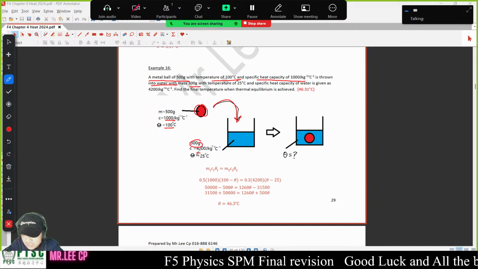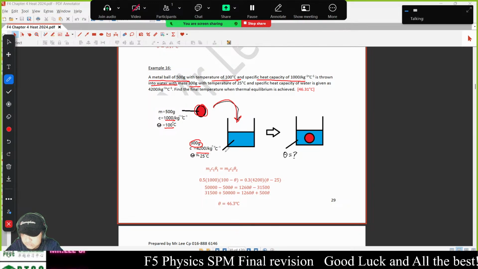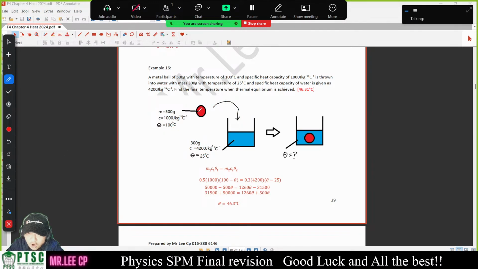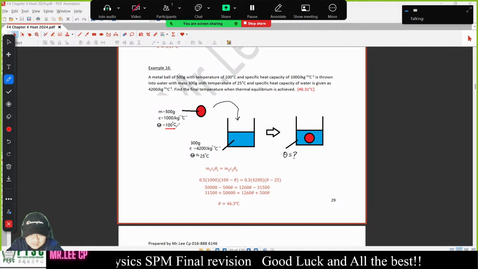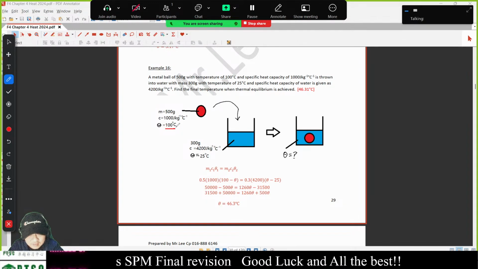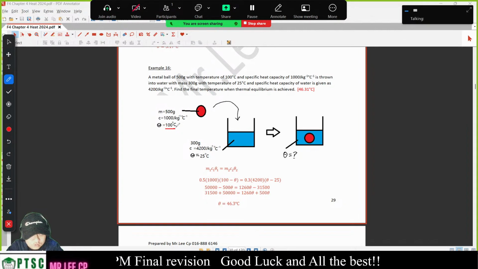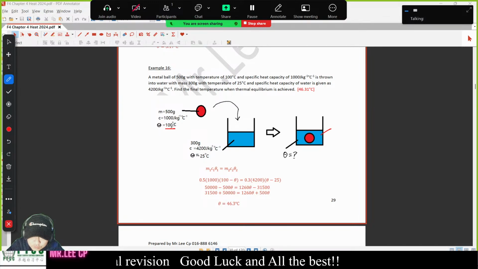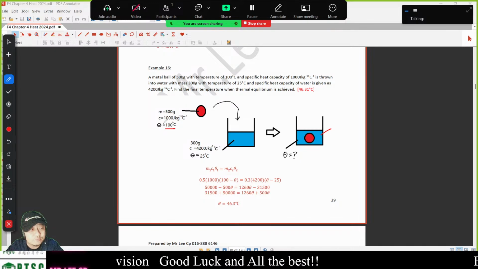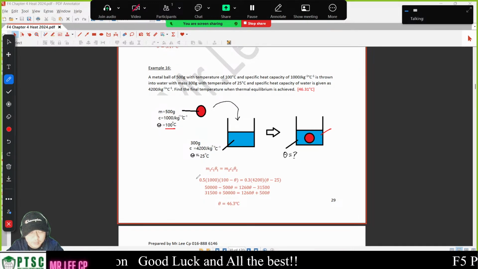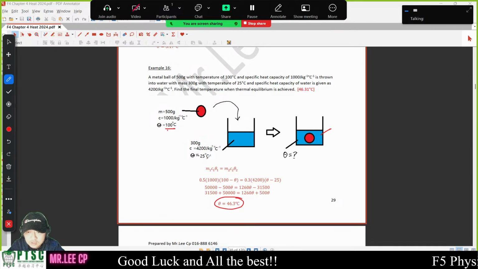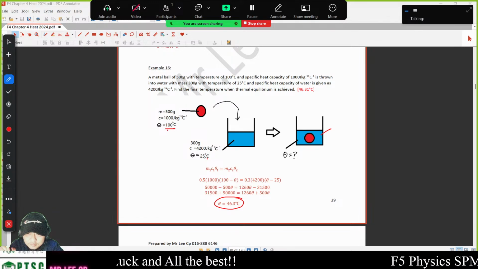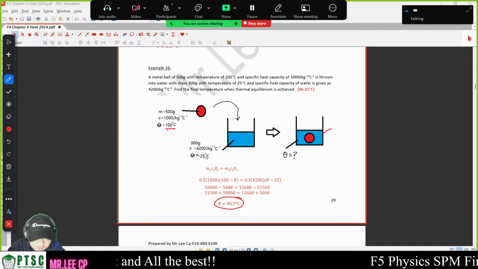Heat capacity 4002, and the temperature of this one right now is 25. So a hot 100-degree metal ball, you throw into the cold water. The answer must be in between 25 and 100. Hot plus cold, it will become warm. So the final temperature is not this one plus this one divided by 2. No, don't do it. It must be in between 25 and 100.